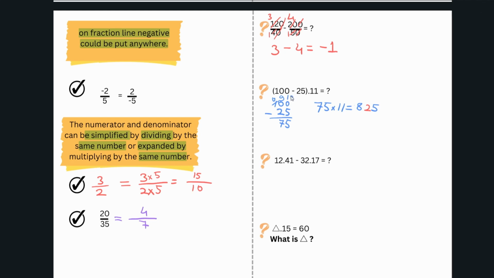So now we're here. 12 times 41. We can just write them. 1 times 2 is 2. 1 times 1 is 1. 4 times 2 is 8. 4 times 1 is 4. And now we will add them. 2, 8 plus 1 is 9, and 4. Now let's do the second part.